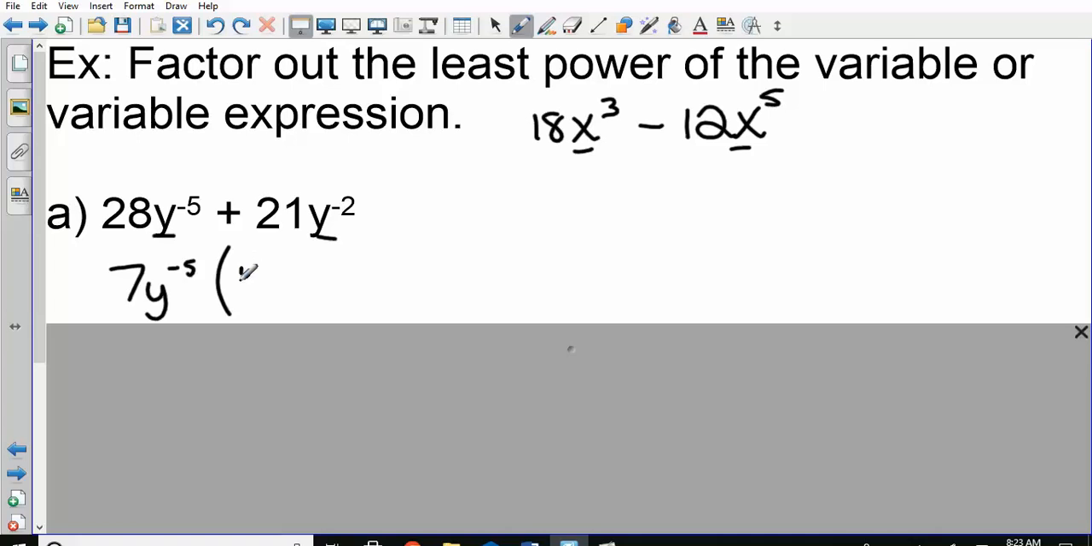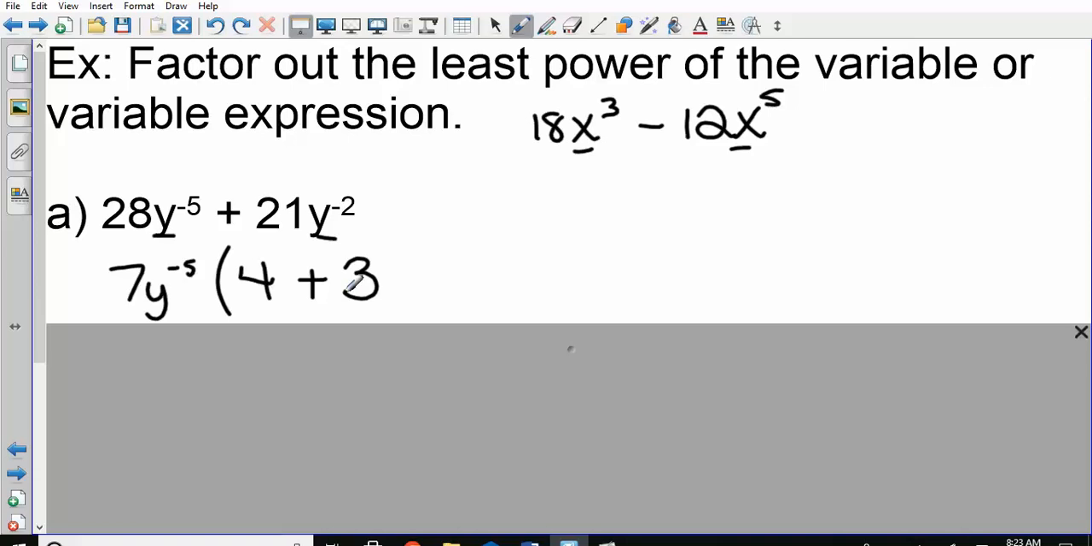So 28 divided by 7 is 4. You said negative 5, yeah, that's right. If you think about it on a number line, negative 5 is further. So we took out all those y's. 21 divided by 7 is 3.